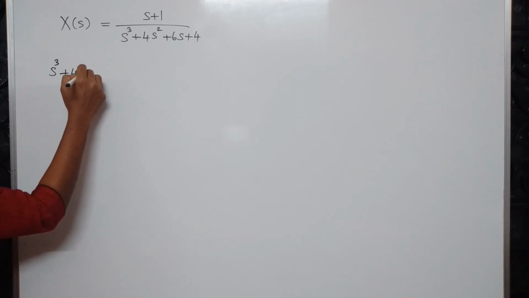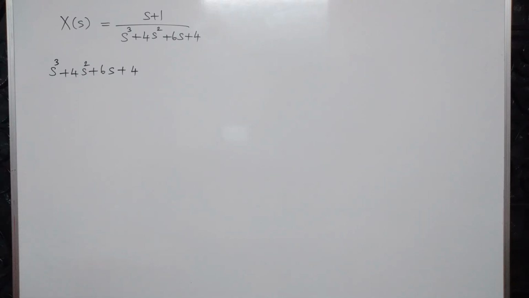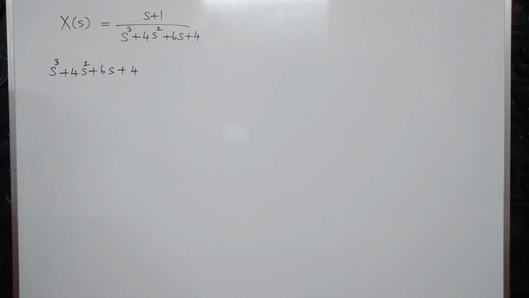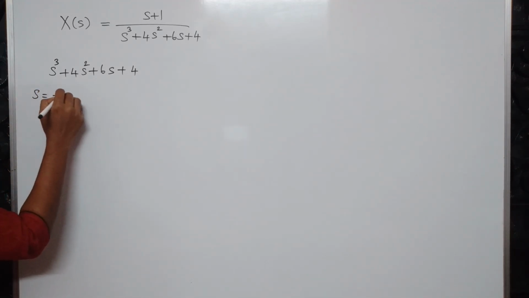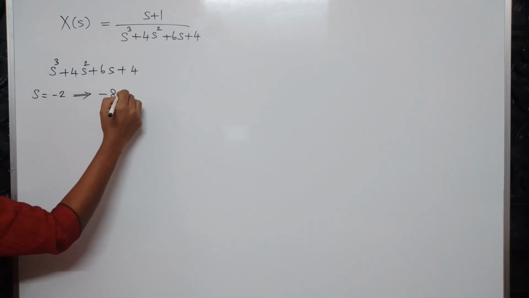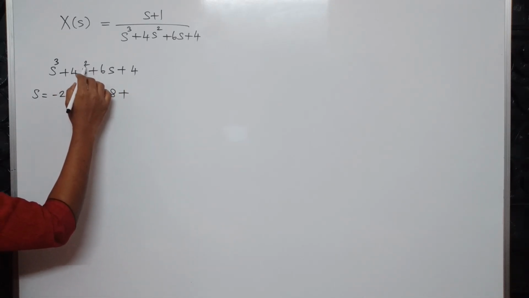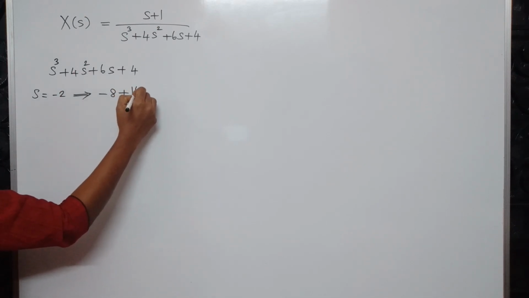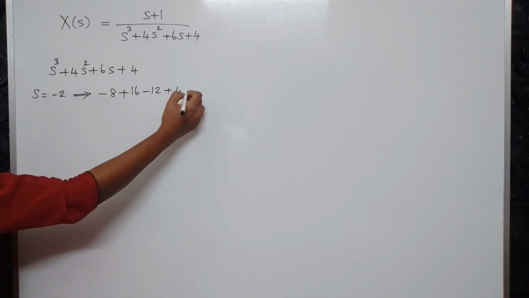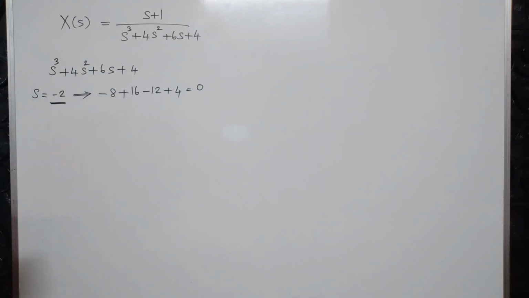s cube plus 4s squared plus 6s plus 4. Now if I substitute s equal to minus 1, this won't be equal to 0. Let's substitute s equal to minus 2. So it will be minus 8 plus 2 squared 4, 16, minus 12 plus 4. So this will be equal to 0. So one factor is s equal to minus 2.